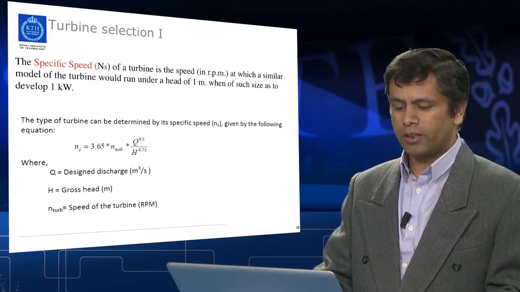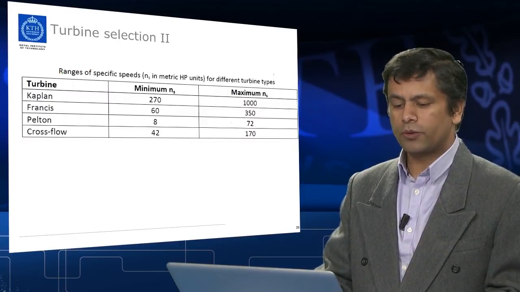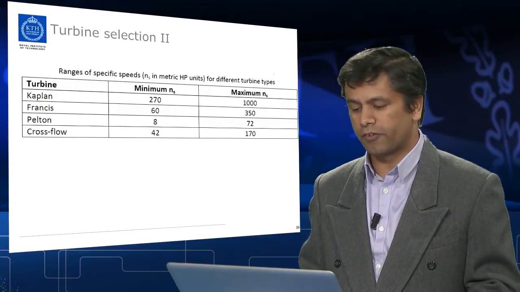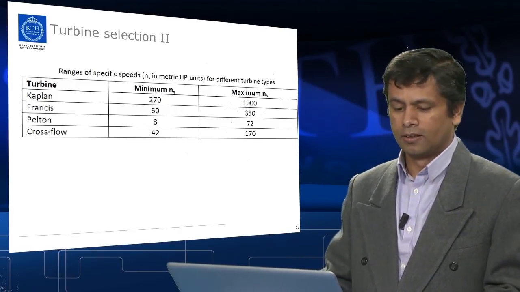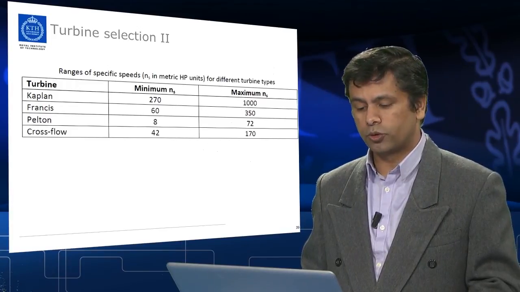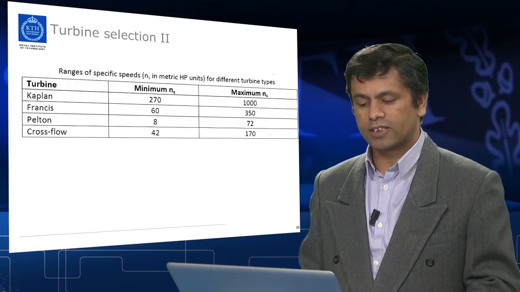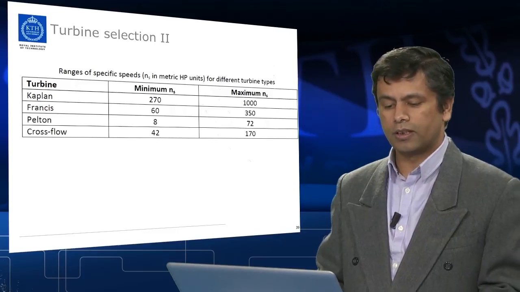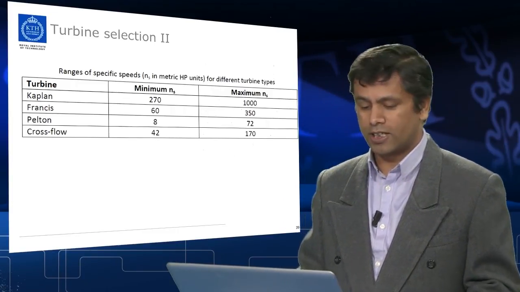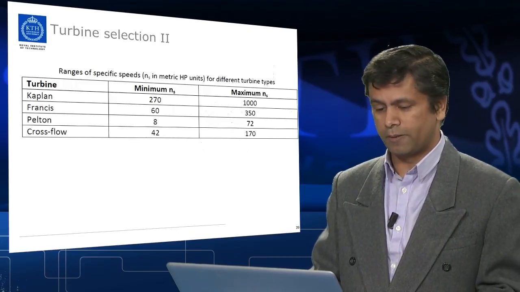And once you calculate this specific speed, you can choose among the different turbine options depending upon the range. So, if you look at here, the Kaplan turbine has a specific speed range from 270 to 1000, the Francis turbine has a range from 60 to 350, the Pelton turbine has a range from 8 to 72, and cross flow has a range from 42 to 170.